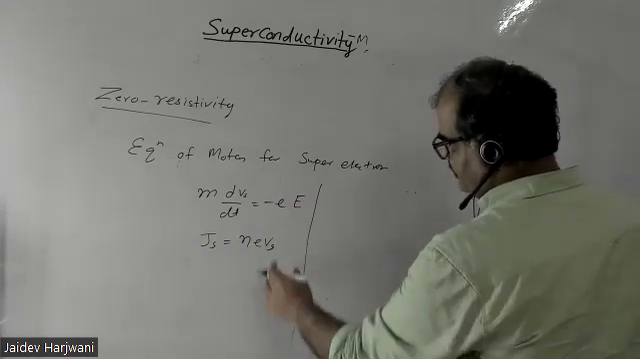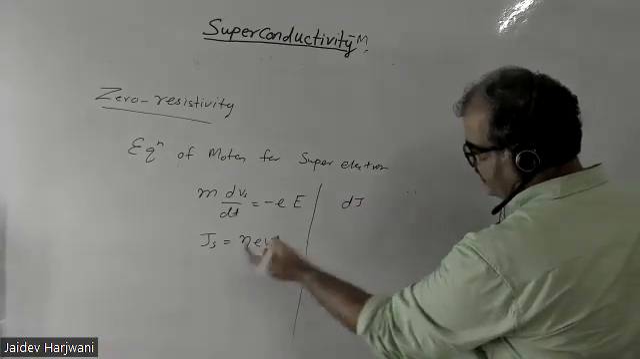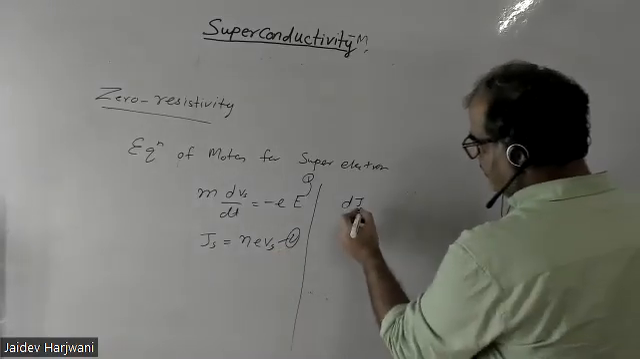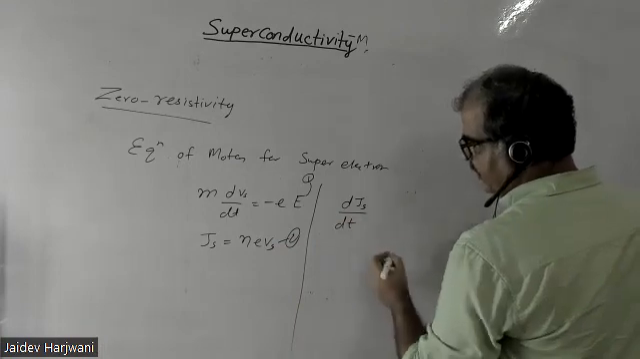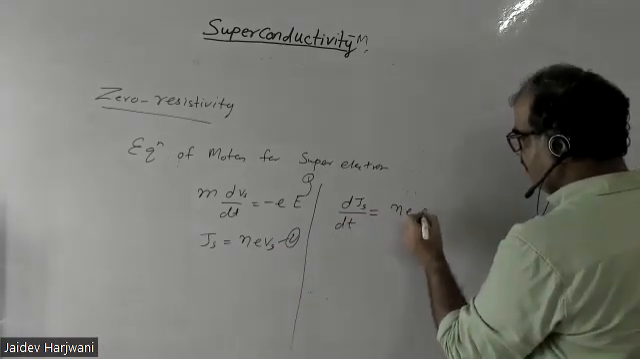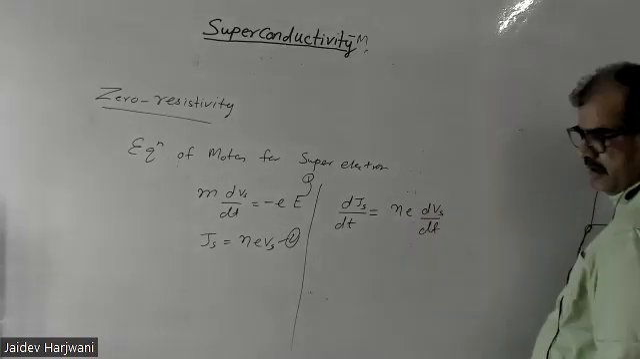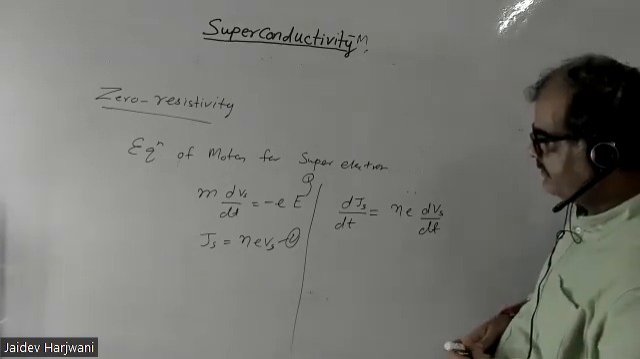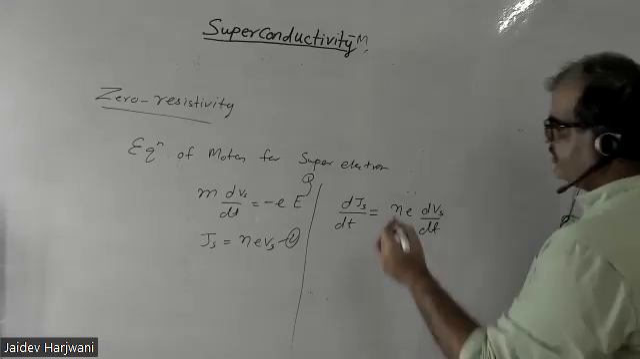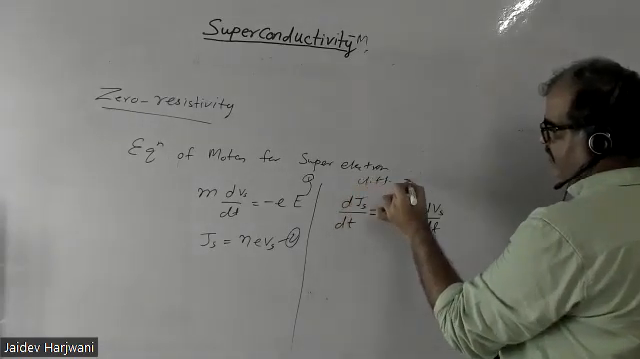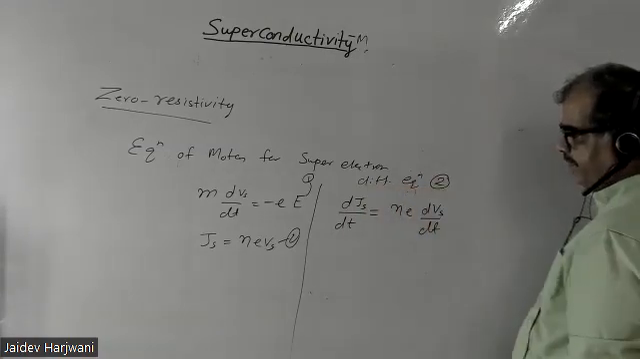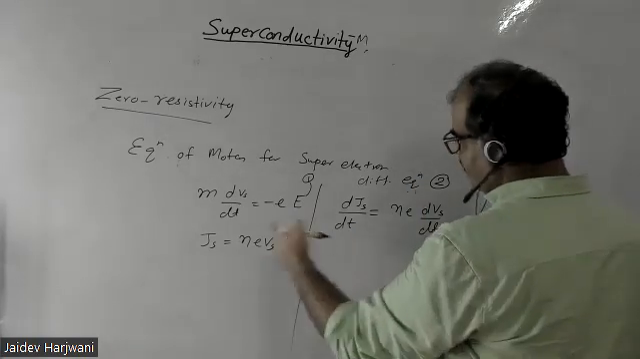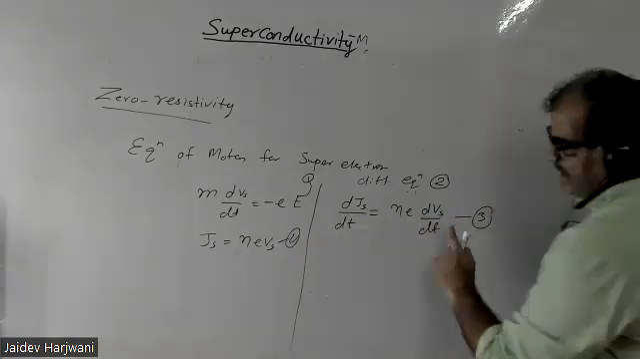Now take the time differentiation of this equation. Say this is equation one, and this is equation two. If I differentiate equation two, this will give me dJs upon dt equal to n e dvs upon dt. Now we can plug in the value of dvs upon dt from equation one.